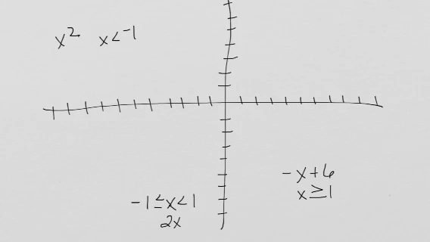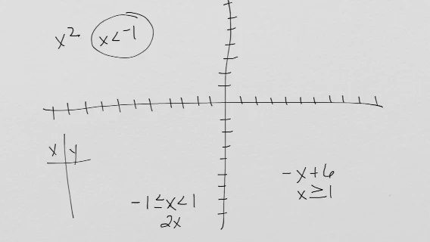I'm asked to graph a piecewise function. For everything smaller than -1, the function is going to be x squared. I cannot include -1 because I have a simple inequality. What I like to do in this case is make a table.